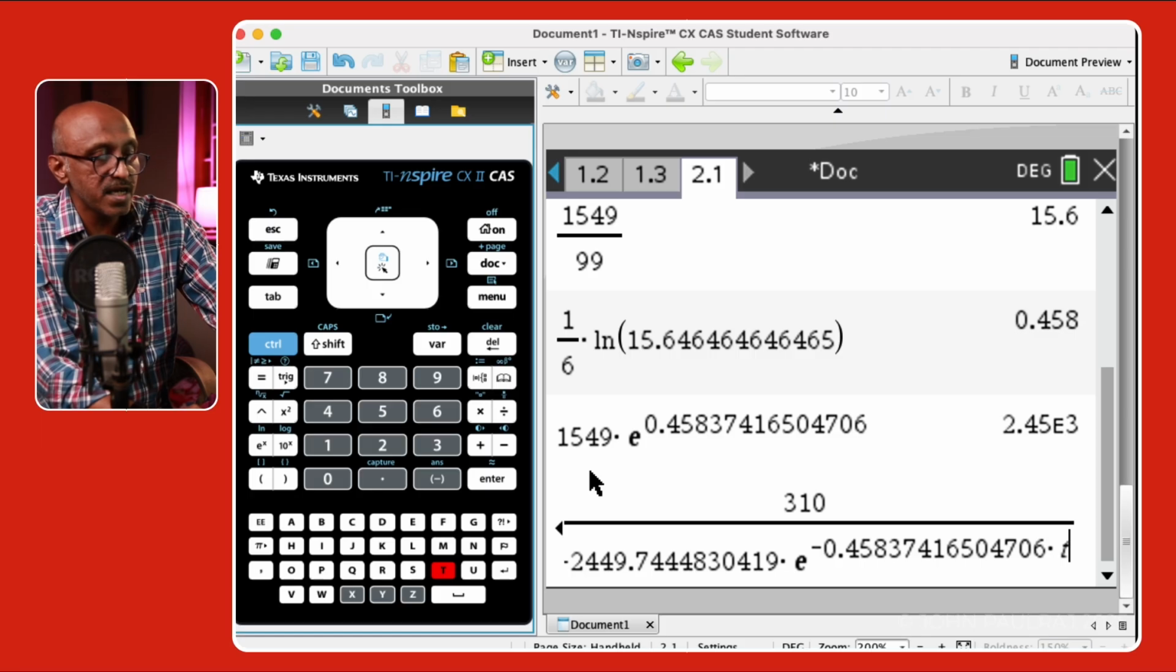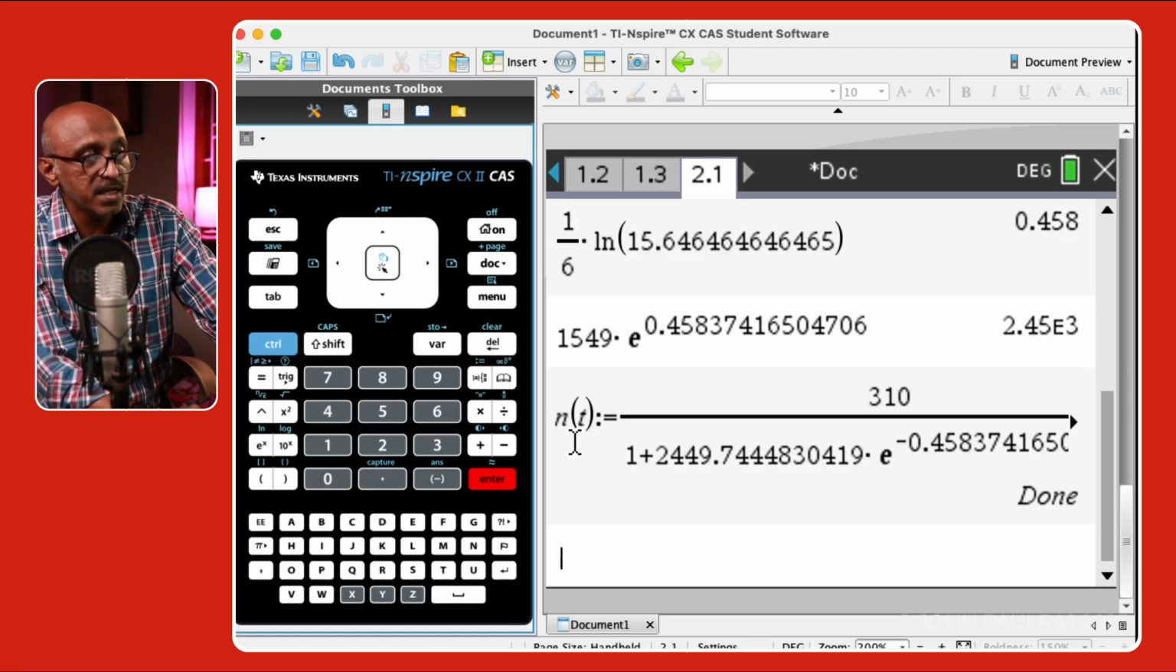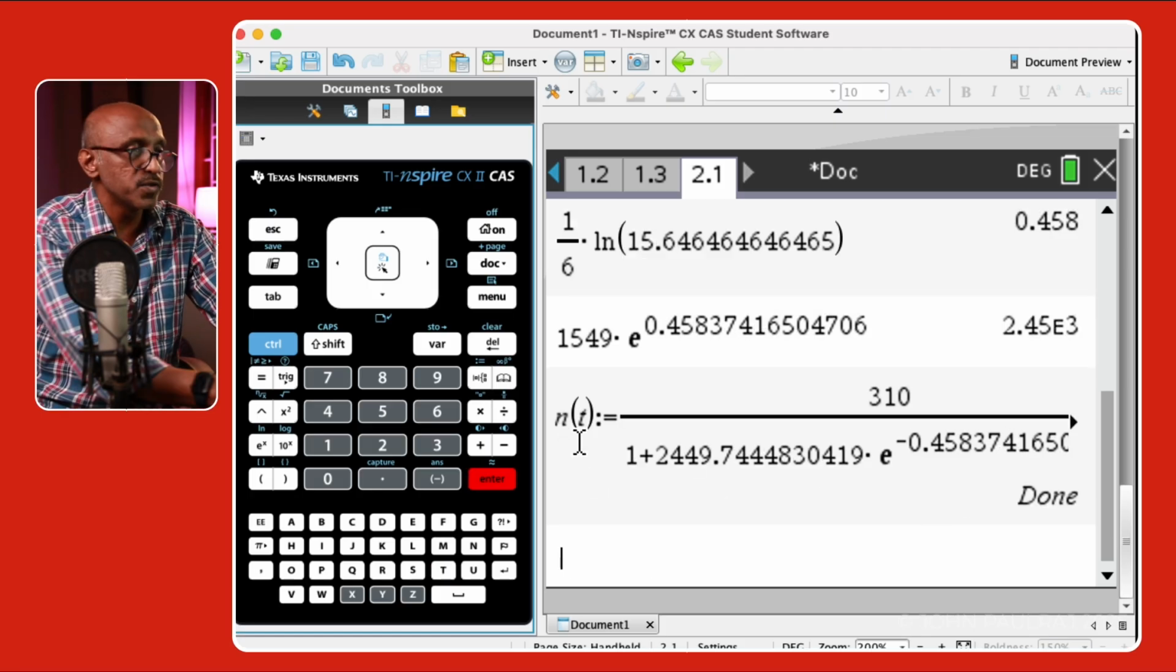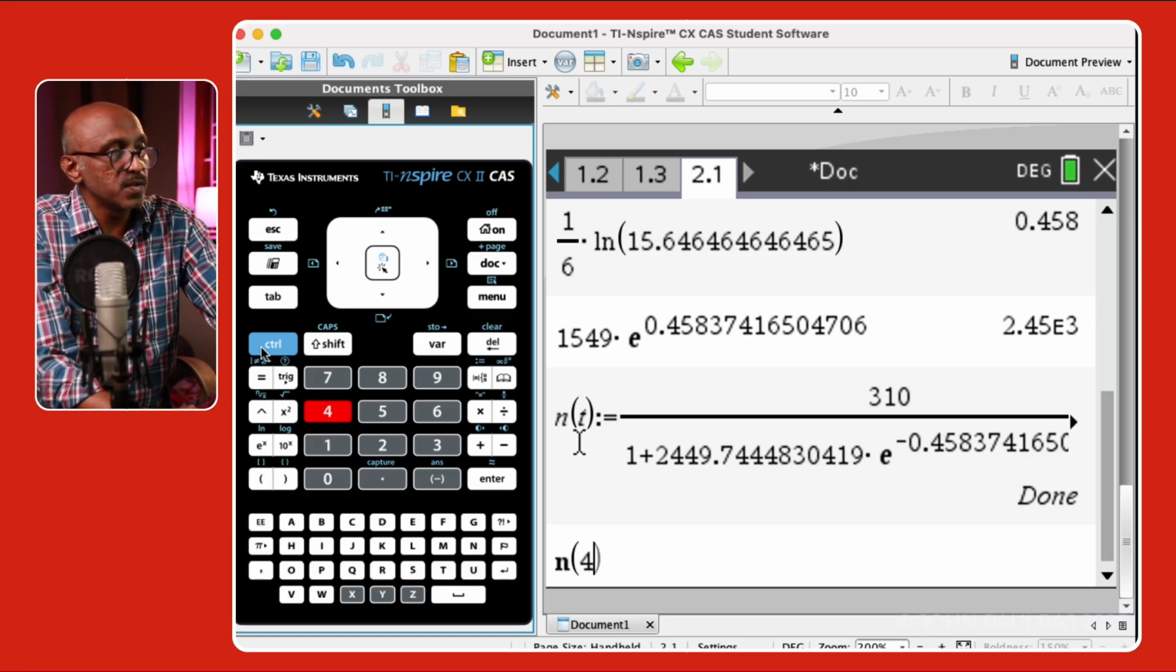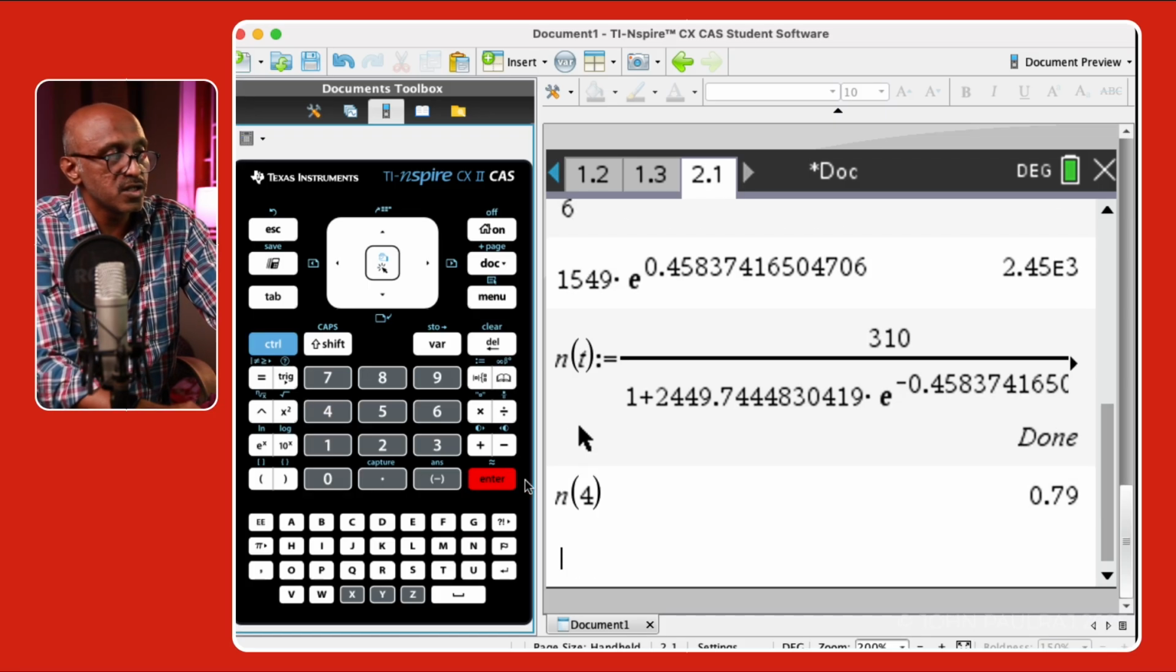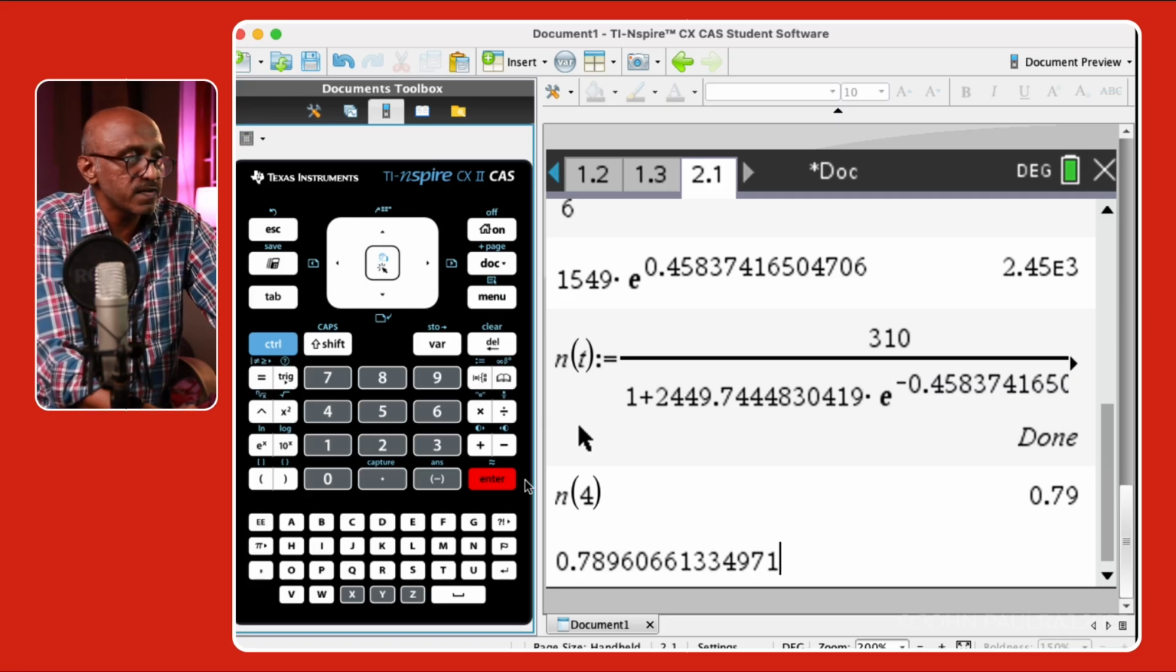So we've defined it in terms of t, N of t, and when you enter it, it'll say done. Now we want to find it at t equals 4, so we can just say N at 4 and hit Control Enter. It'll round off as 0.7, and let's just check the digits again to see if it's rounded off correctly.